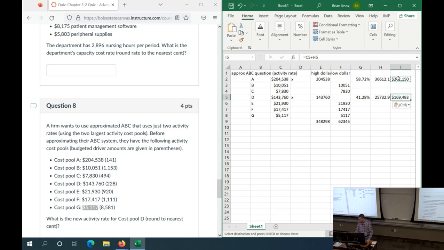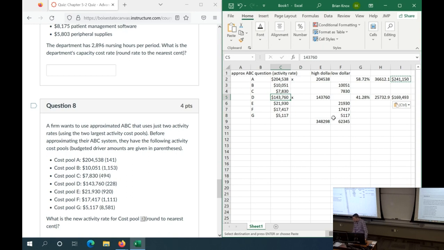Okay, so now we're here, and this one's asking for D. Is yours asking for D as well? Okay, so we're looking at D here. And we have now the cost pool amount. So it has its original $143,760 that through first stage allocation, we decided belongs in cost pool D using the percentage weight table and everything. We've summed the column, and now this is cost pool D.